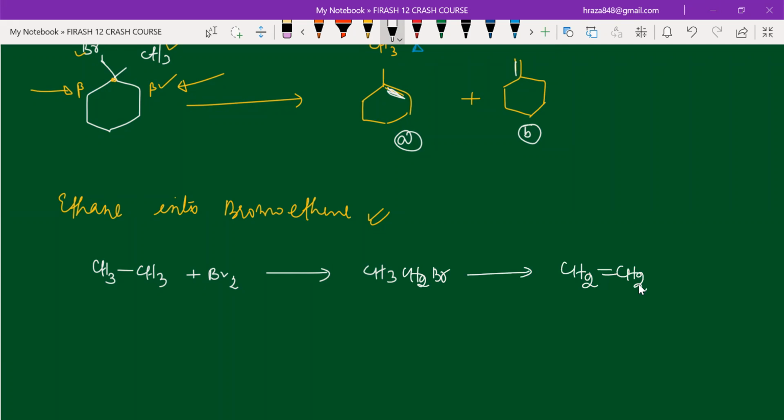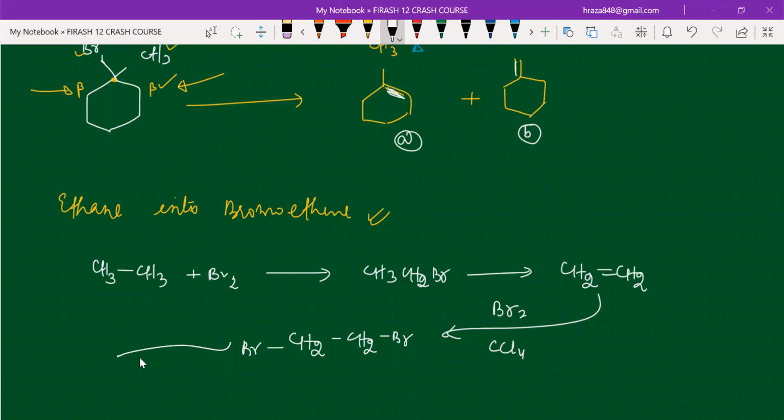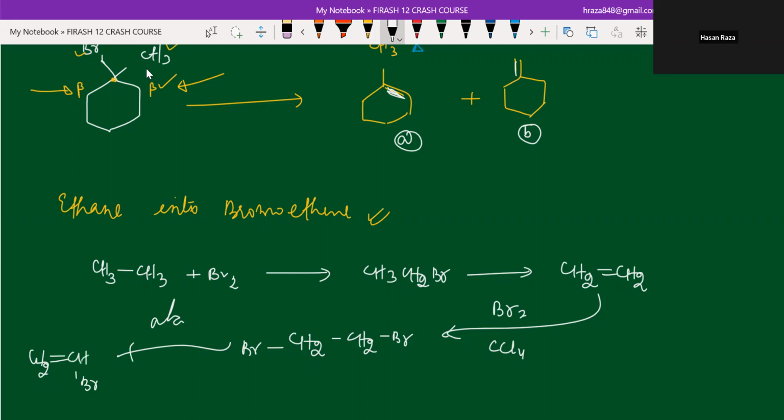And after this, you are going to do Br2 in the presence of CCl4, right? So what you will be getting then is halogenation, CH2Br-CH2Br, with Br here as well as Br here, a vicinal dihalide. Then alcoholic KOH again, dehydrohalogenation, so it will be CH2=CHBr. So this is how you prepare it. Okay.